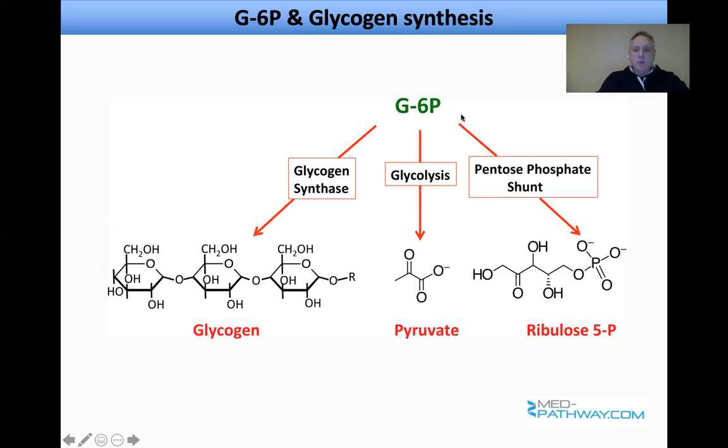We also talked about the pentose phosphate shunt. This is a pathway that actually oxidizes glucose 6-phosphate to ribulose 5-phosphate. So you make CO2, but you also make reducing power in the form of NADPH, which we saw was used to actually synthesize fatty acids as well as cholesterol.